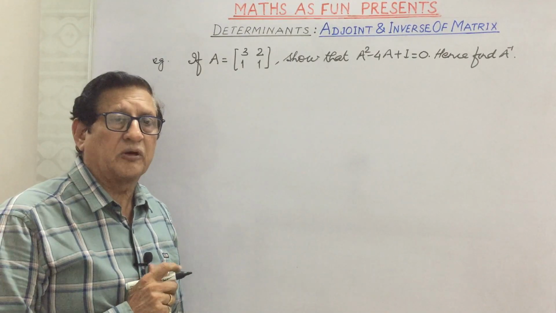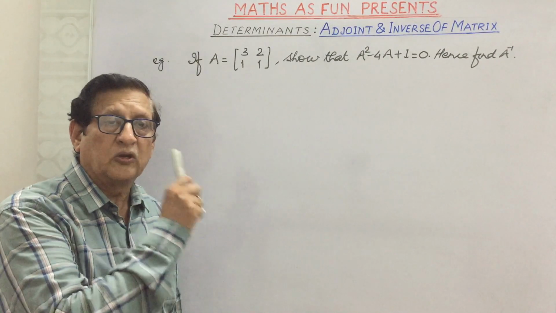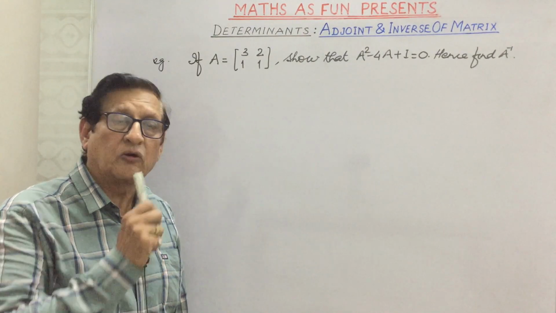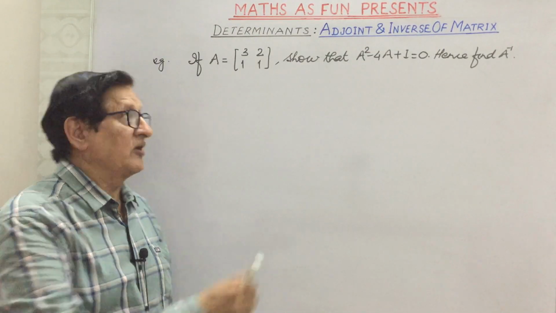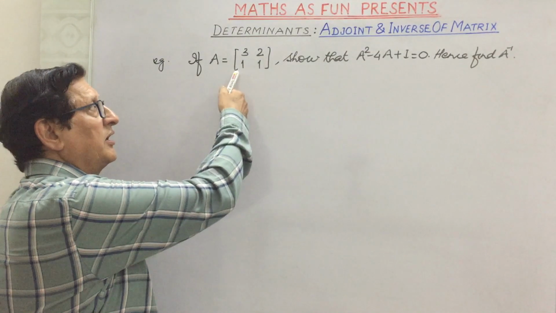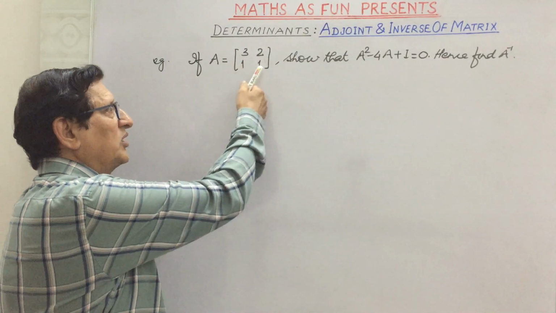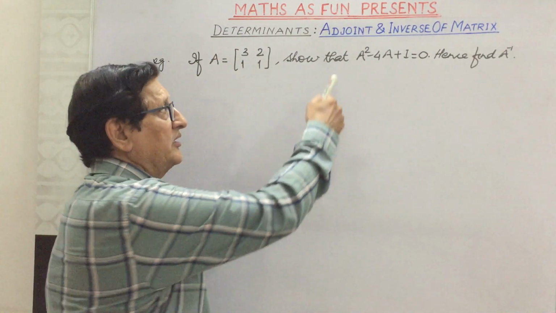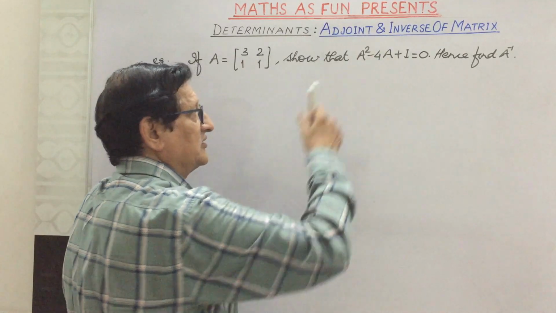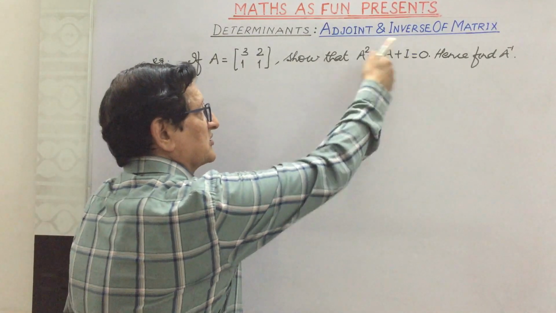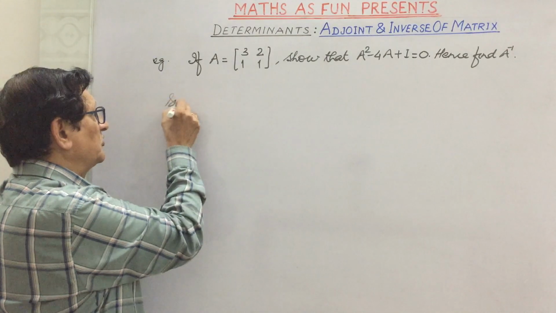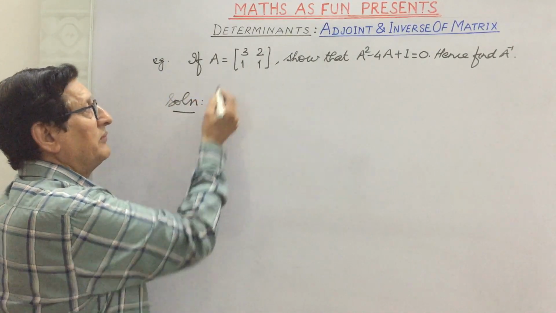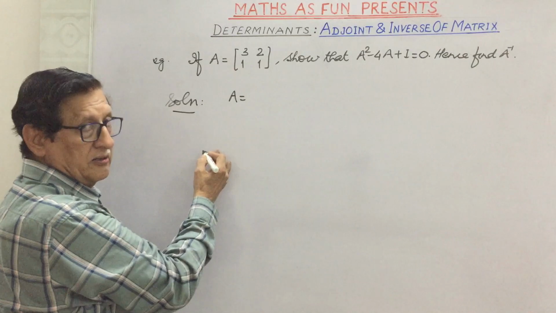Now we discuss one problem on the polynomial of matrix and how to find out the inverse from this polynomial. We have been given a matrix A, the elements in which are 3, 2, 1, 1. We have to show that A square minus 4A plus I is 0, and hence using this we have to find out A inverse.